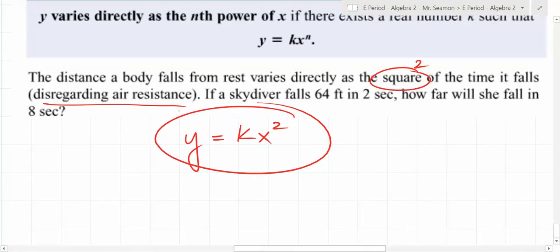How many people have taken physics before? Any physics? Does air resistance kind of come into play in realistic physics models? Yeah. Say yes. Without air resistance, things would move very fast on the planet.